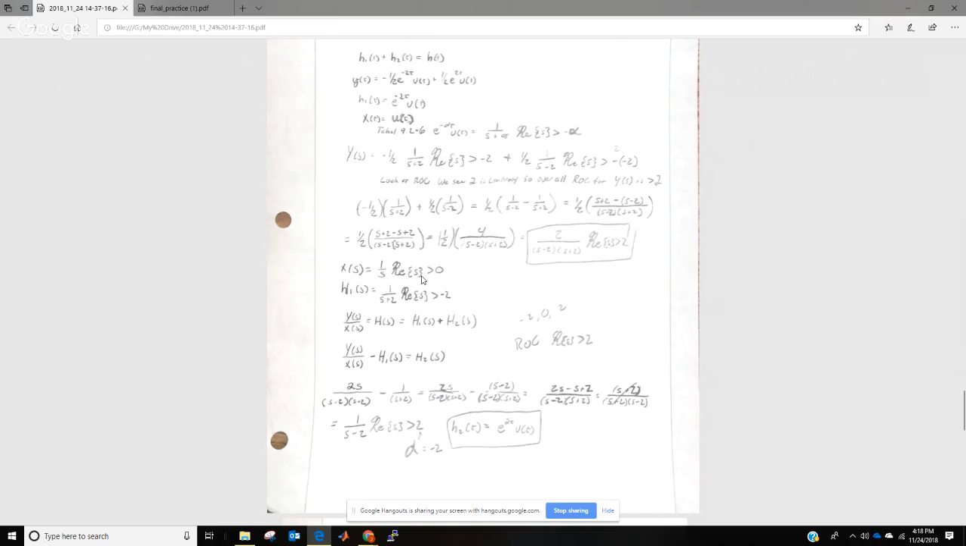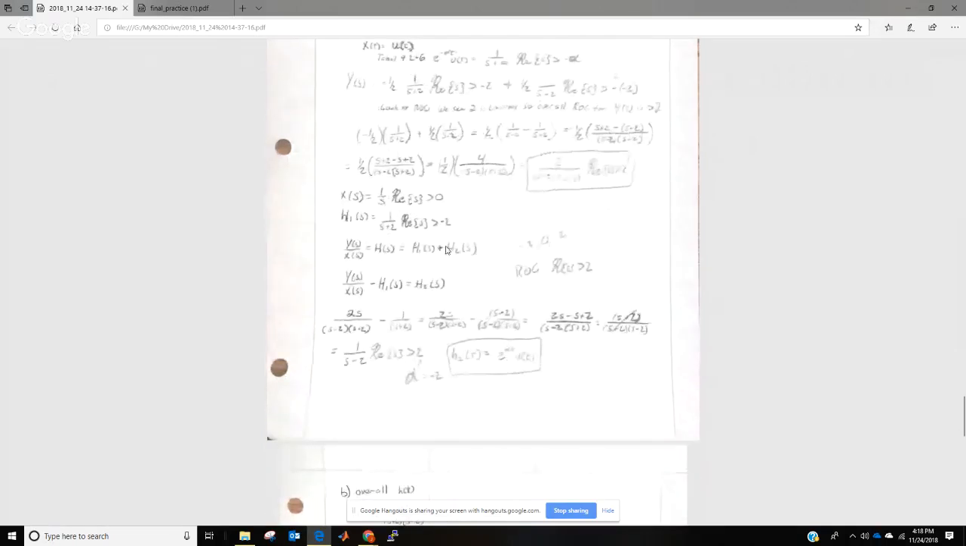X of s is just a unit step function, so our transform is 1 over s, and the real part's got to be greater than 0. And h1 of s, again, was e to the -2t, so that's another plug and chug conversion from the table.